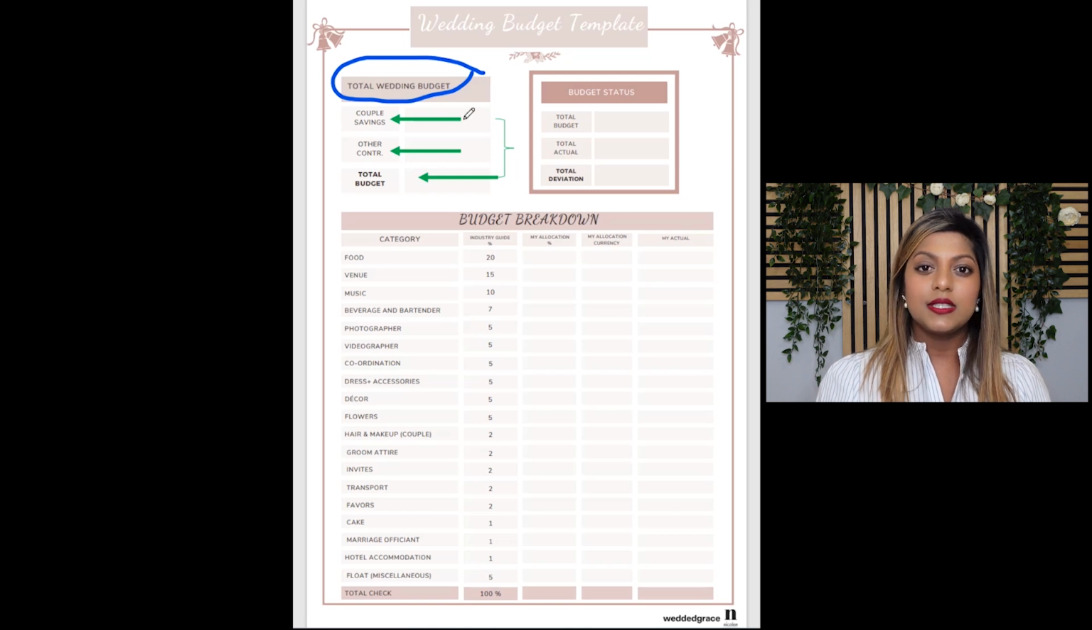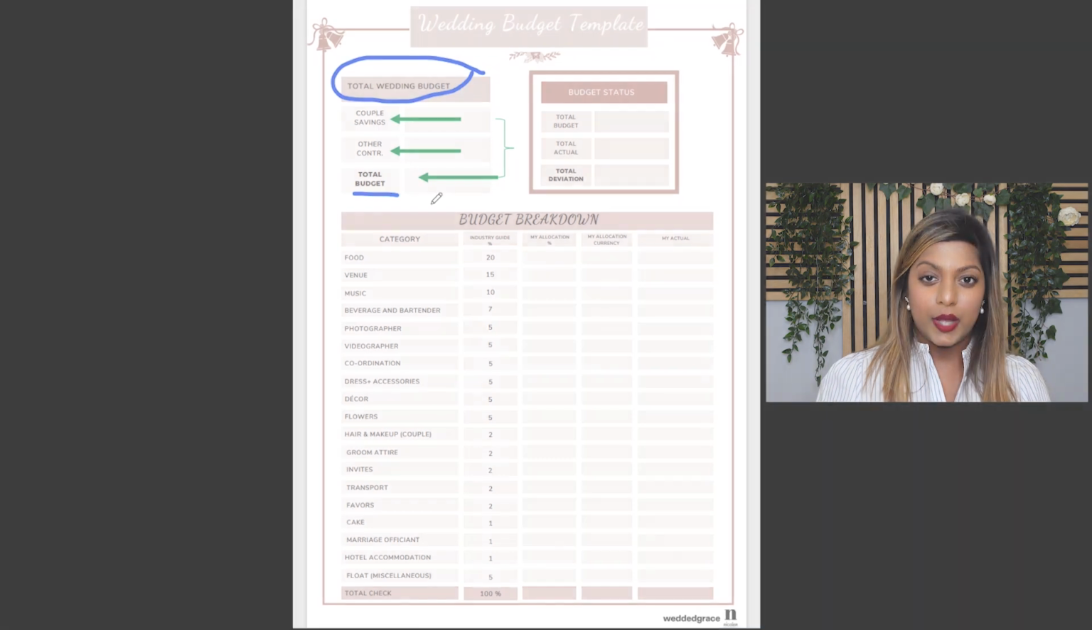And the second aspect is other contributions. This should be the sum of everybody else's money that is going towards your wedding. So it could be parents, grandparents, friends, whatever, it doesn't matter. But whoever else is giving you money for your wedding, that is what's going to go into other contributions. And both of these added up is going to give you your total wedding budget. Your total wedding budget is the total amount of money that you have to spend on your wedding.